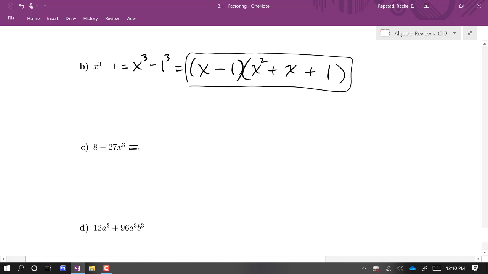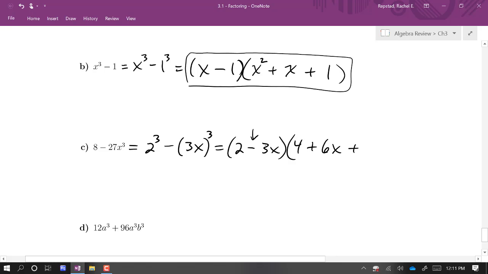Okay, next, 8 minus 27x cubed. 8 is 2 cubed. 27 is a perfect cube, that's 3 cubed, so that means that 27x cubed is the cube of 3x. So this will factor as 2 minus 3x initially. Then in the middle, I'm going to have 2 times 2, or 4. Then this will be a plus because it differs from that sign. 2 times 3x is 6x, and then plus 3x times 3x is 9x squared.